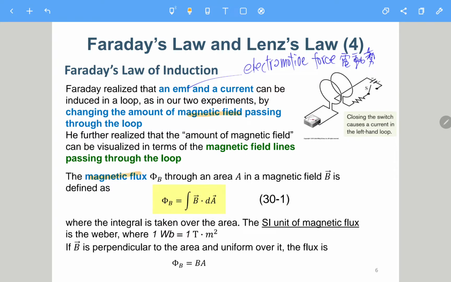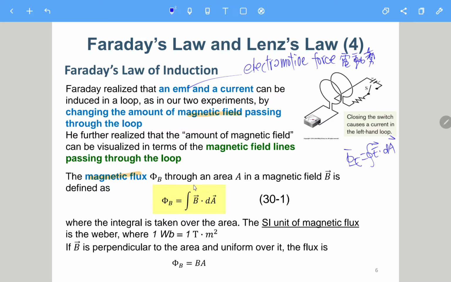When we talked about Gauss's law in chapter 23, we had the electric flux, phi E, something like this. I hope you still remember because we have the midterm exam next week. This is the electric flux for a closed surface, or the Gaussian surface. Here we will consider the magnetic flux, but not for a closed surface, so we don't have this circle here. Faraday further realized that the amount of magnetic field can be visualized in terms of magnetic field lines passing through the loop.